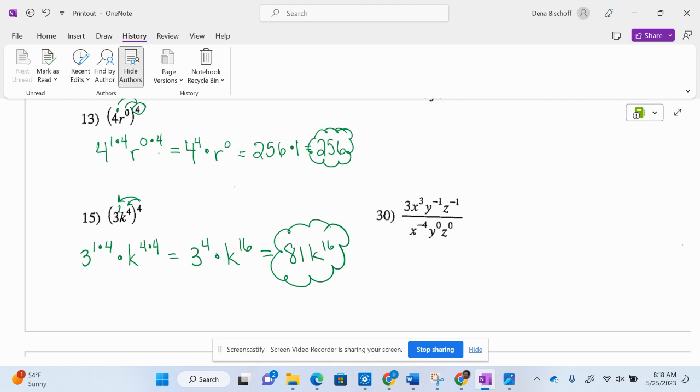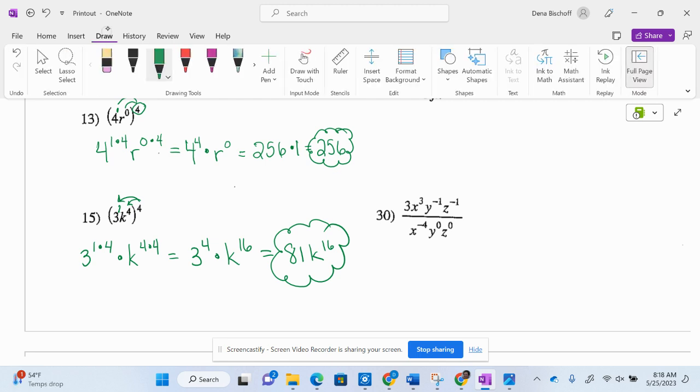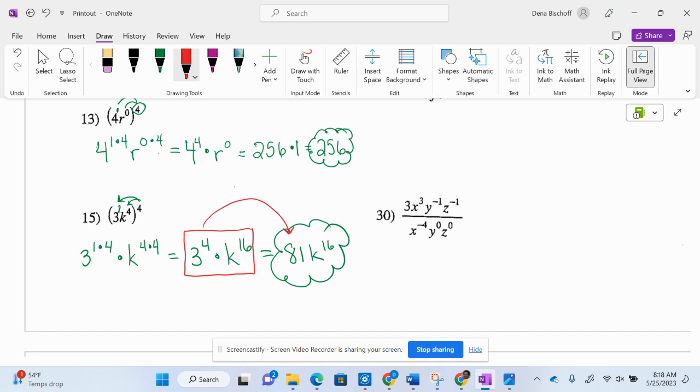Anybody want to share their answer? Anybody? You want to share? No? Okay. Here's what I got. I got 81k to the 16th, because I took my 3 to the 4th power and I figured out what it was. 3 to the 4th power is 81.